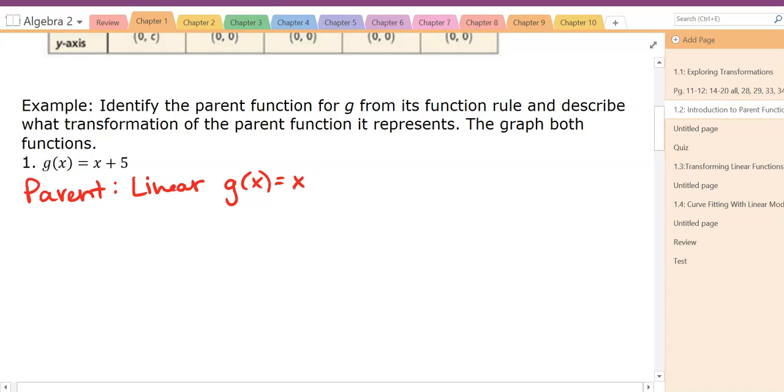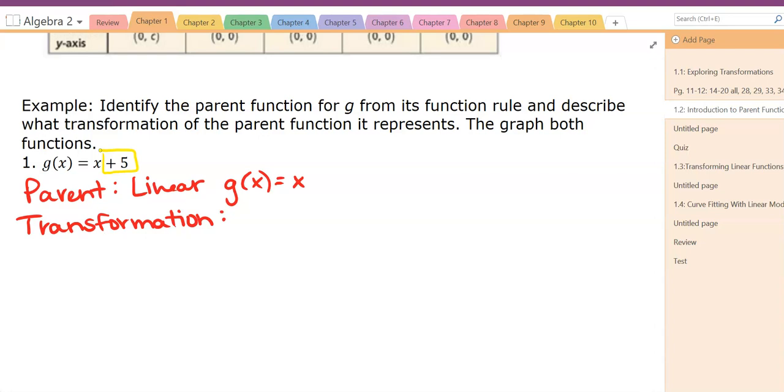So now let's talk about the transformation, what happened to this graph. When we see plus 5 added to the x, that's the piece that's different from the parent, because the parent would just be x. This has plus 5 added to it. When it's got the plus sign at the end, that means that it's going to be moving it up. If it was a minus 5, that would move it down. So I'm going to say because it's plus 5, it's going to go up 5 for my transformation.